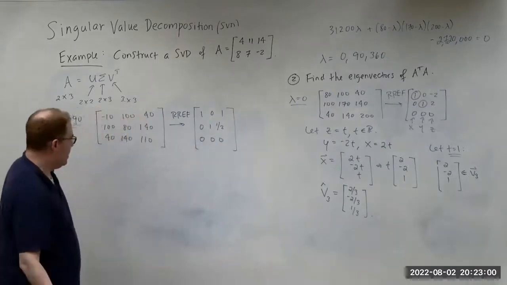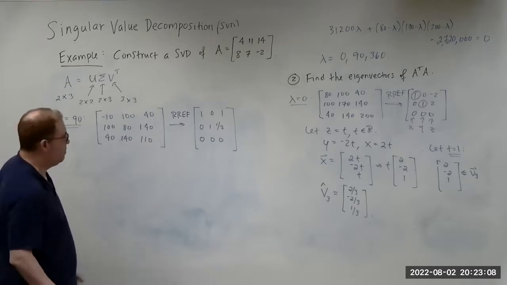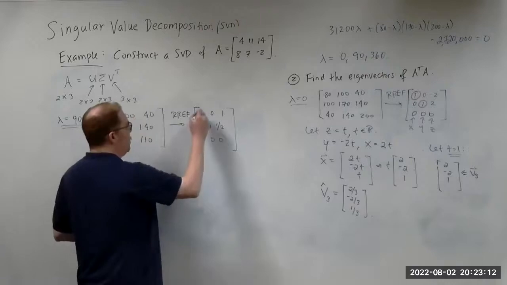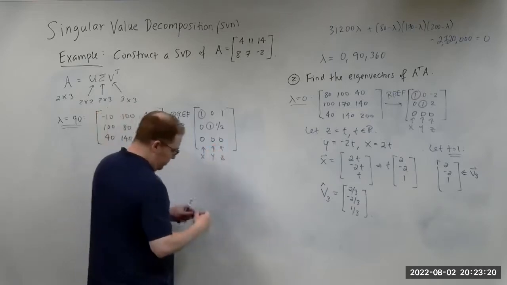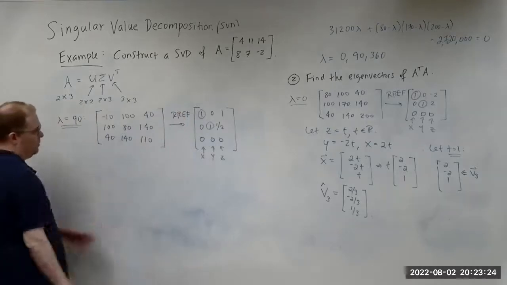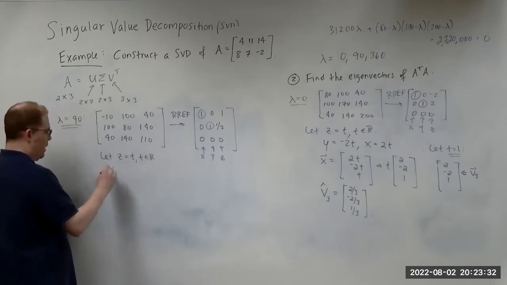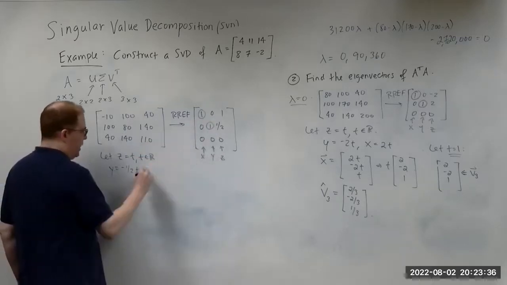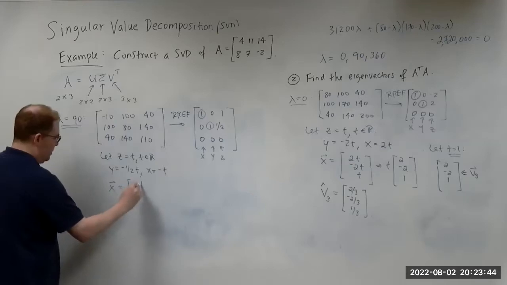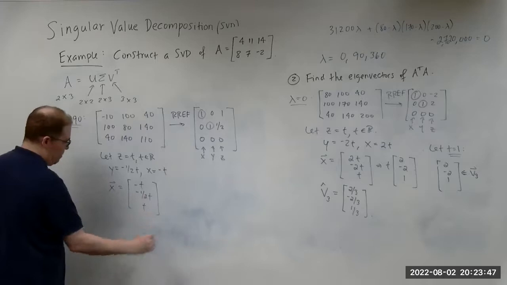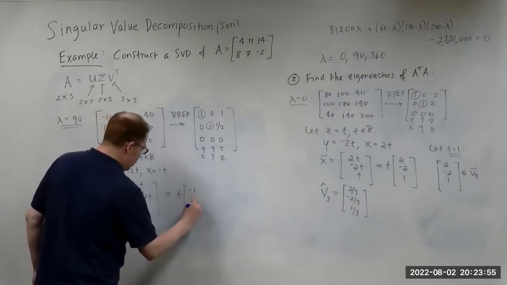So now we have basic variables here for x and y. Not surprising that we get this row of zeros here. So again, we're going to let z be equal to t, where t is some real value. Then y is equal to minus 1/2 t, and from here, x is equal to minus t. So we get minus t, minus 1/2 t, and t. Writing this in parametric form, we get minus 1, minus 1/2, and 1.